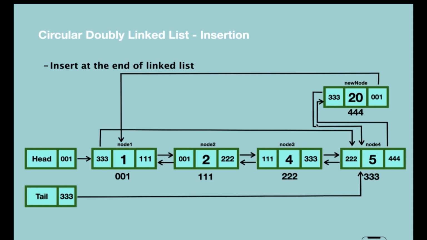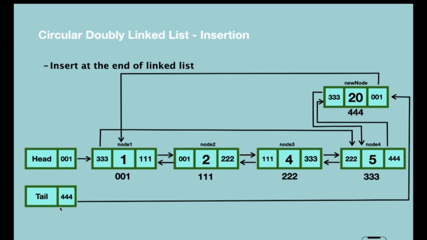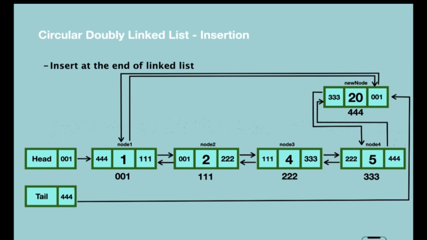Then the next step is we need to update tail reference to point to this new node over here. So if we update tail reference to 444, it will create a link between tail and new node over here. And a link from tail to the node 4 gets deleted. And finally, we need to create a reverse link from node 1 to new node over here. Because now new node is the last node in our circular double linked list, and we know that first node has to point to last node. So by updating first node's previous reference to 444, which is physical location of new node, we create a link between them. And by creating this link, a link from node 1 to node 4 gets deleted.